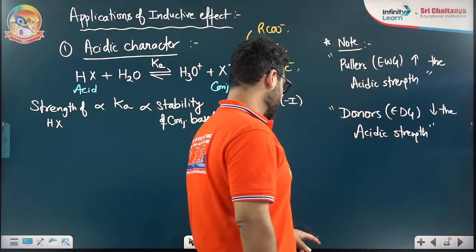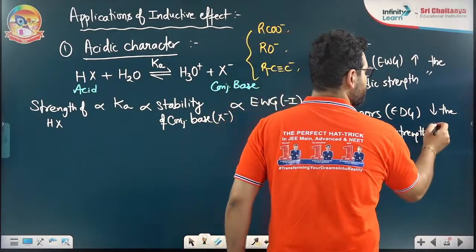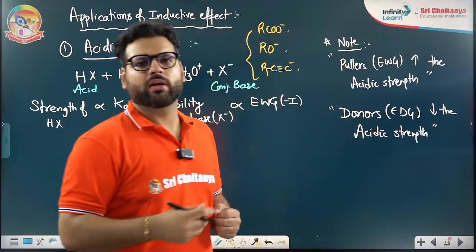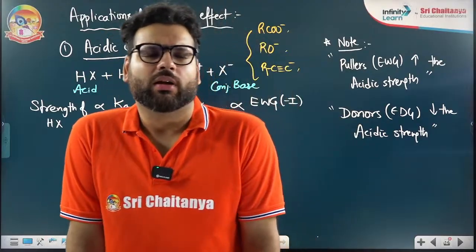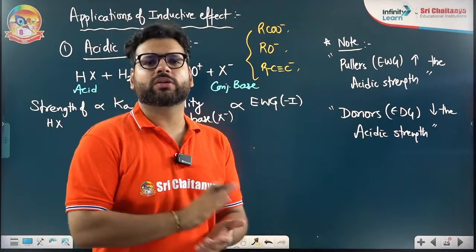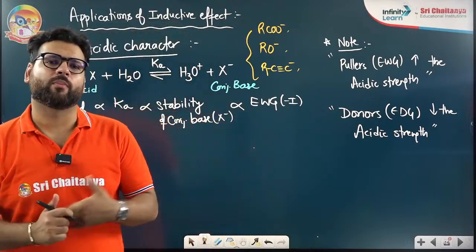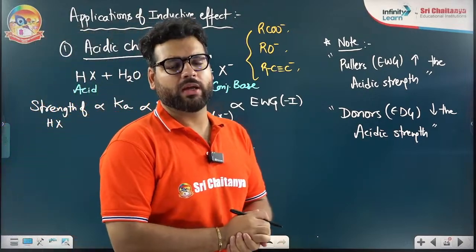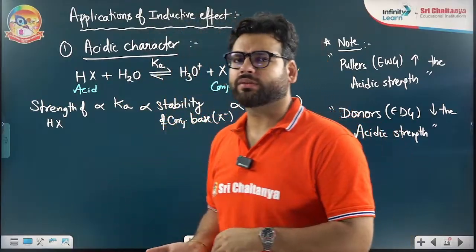Whenever you want someone to become a good acid, you start pulling electrons from it so that its conjugate base becomes stable. But if you start donating electrons, the acid will become poor. It will become a poor acid. For basic strength, just the reverse.